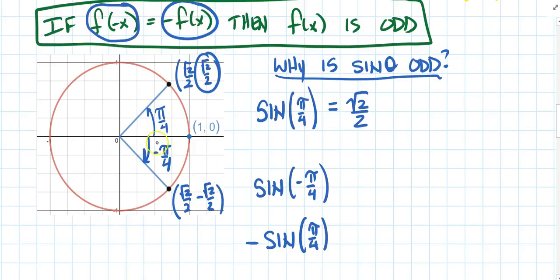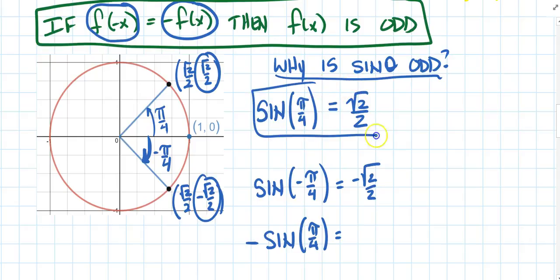Let's take a look at the sine of negative pi over 4. Negative pi over 4 would be this angle down here. Again, I'm looking at the y coordinate. So notice I get a negative value of rad 2 over 2. And then if I want to compare the negative of sine of pi over 4, notice that all I would have to do is simply put a negative in front of that, and so this would give me the negative rad 2 over 2.